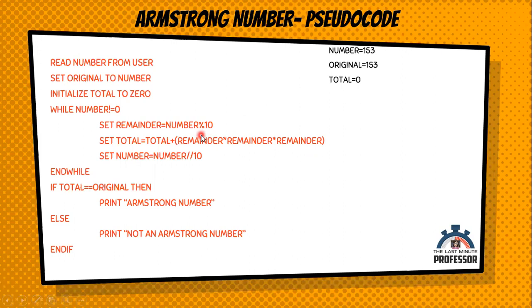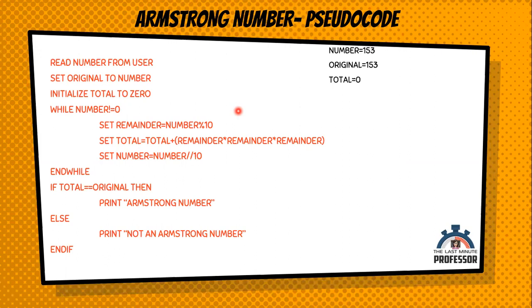Now, to obtain the remainder, we use modular division symbol, that is percentage symbol. To obtain the quotient, we use floor division. I'm indicating here by double slash. That is, number double slash 10 will give the quotient when dividing by 10. Number modular division 10 will give the remainder obtained when dividing the number by 10. The variable remainder holds the remainder obtained by dividing the number by 10. It holds the separate digit. The quotient on dividing the number by 10 is updated in the variable number itself.